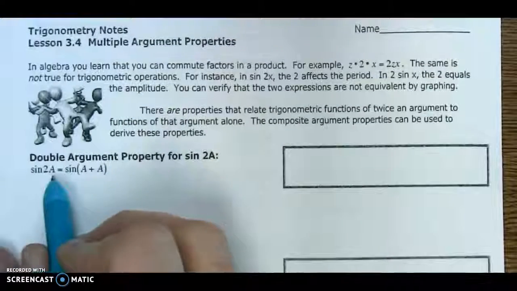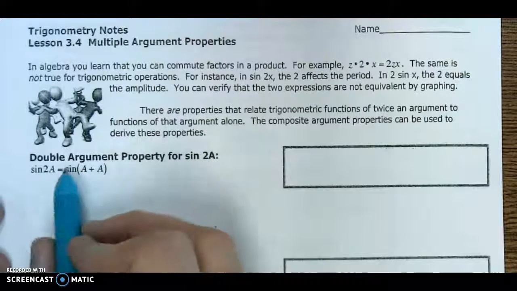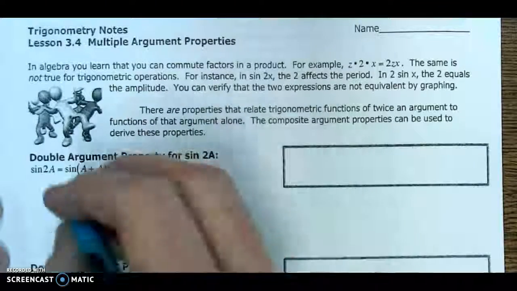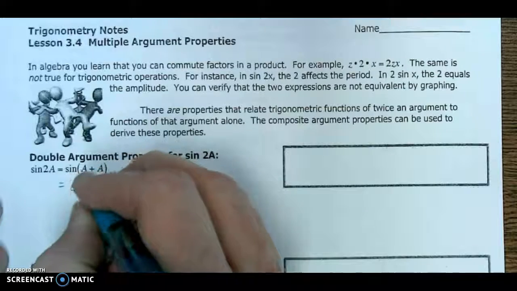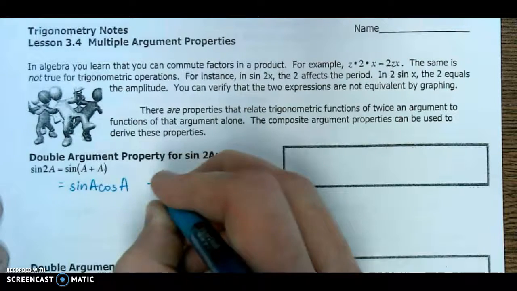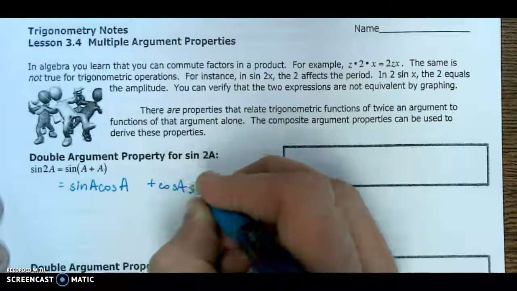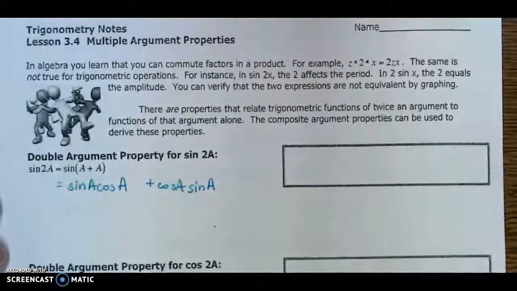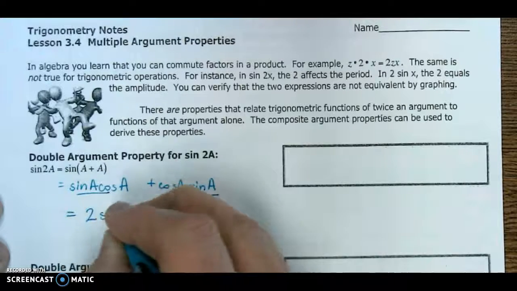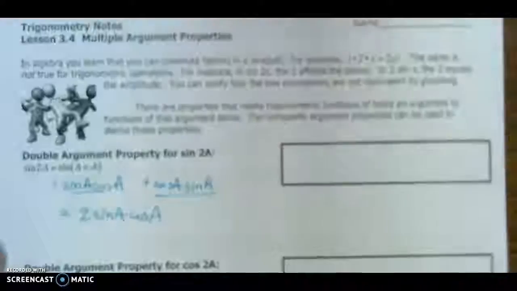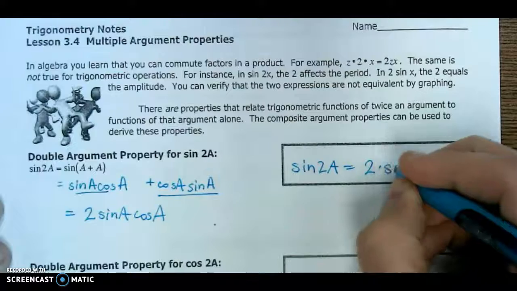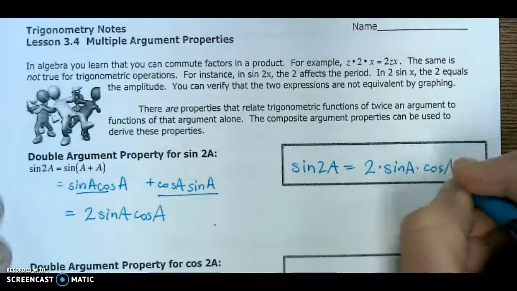If we've got sine of 2a, you can split the 2a into a plus a, and then we can use our composite property, which says sine of a cosine b, but our b is just another a, plus cosine a sine b, and again, that b is a. And then since these are matching terms, you can add them together, so they are 2 sine a cosine a's. And that is our first double angle property. So you've got sine 2a equals 2 times sine of single a times cosine single a.